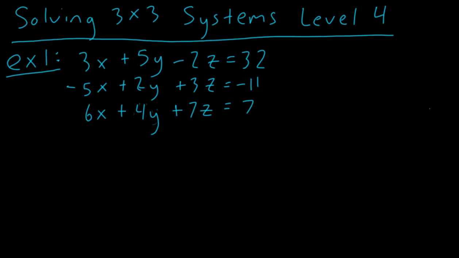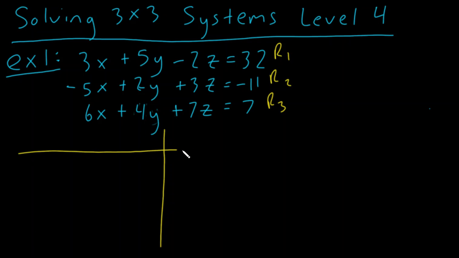So let's go ahead and start with the easy things. No matter how difficult the system, we can always start by organizing. So row 1, row 2, and row 3. Now from here, let's draw our T-chart. And remember, this T-chart is here to make your life nice and easy.